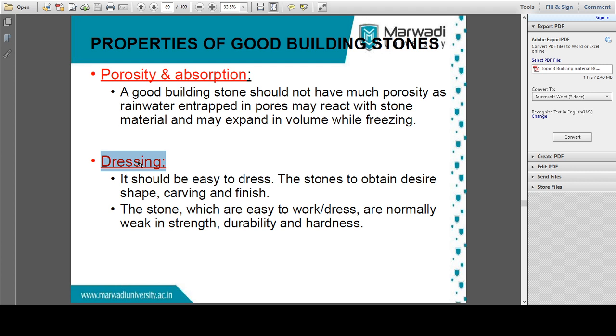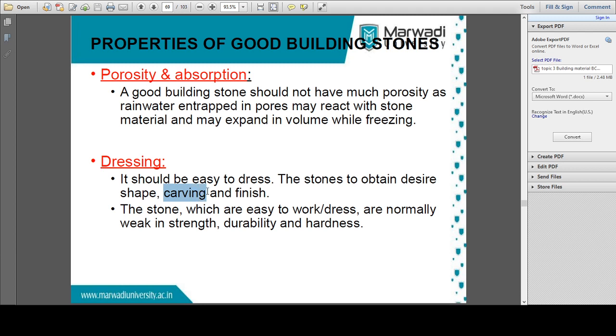So if we get basalt from a mine, and if it is 5 or 10 meters long, we need to cut it into small pieces, right? Because we cannot lift this entire 2 or 3 meter or 5 meter long stone. So dressing involves a desired shape, that is cutting of stone, carving.